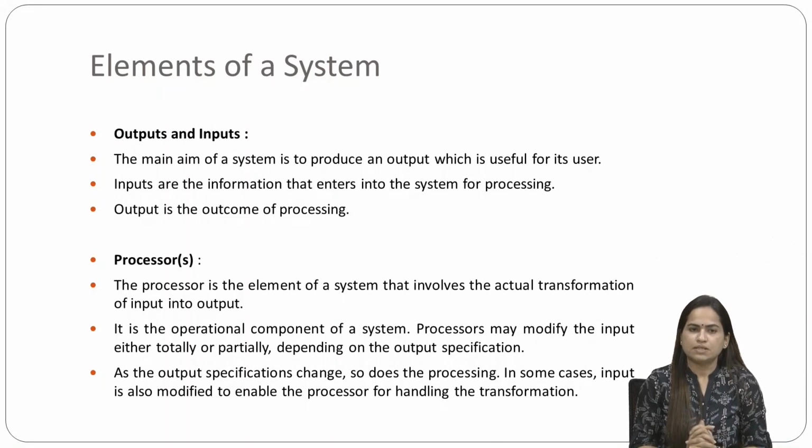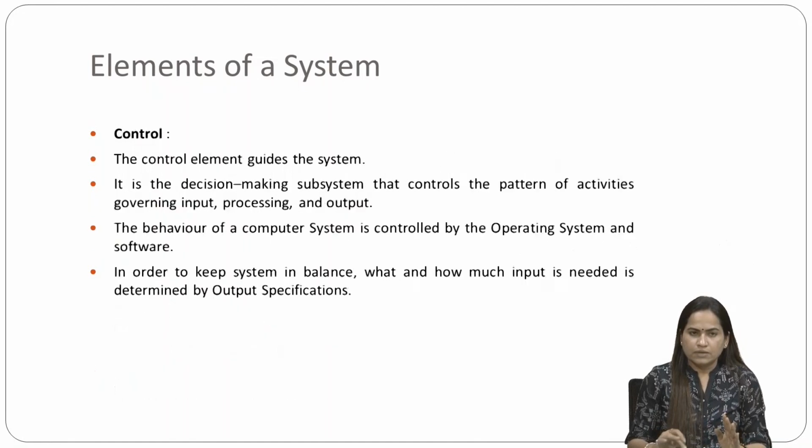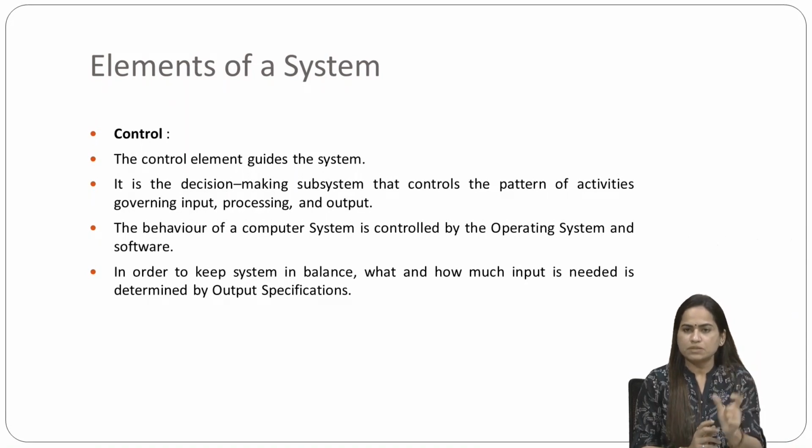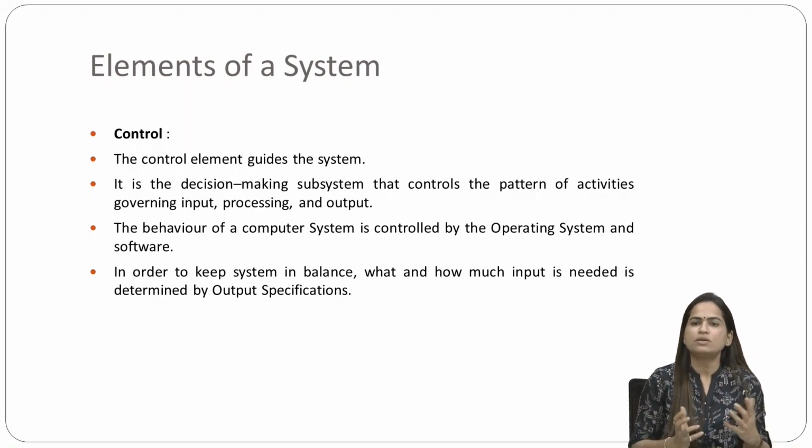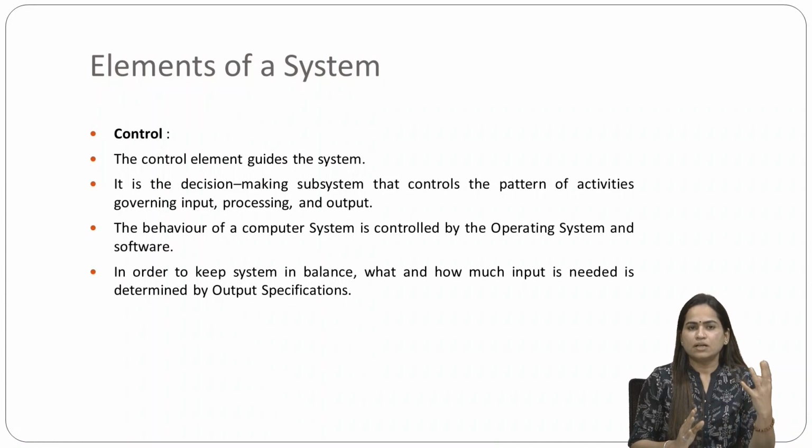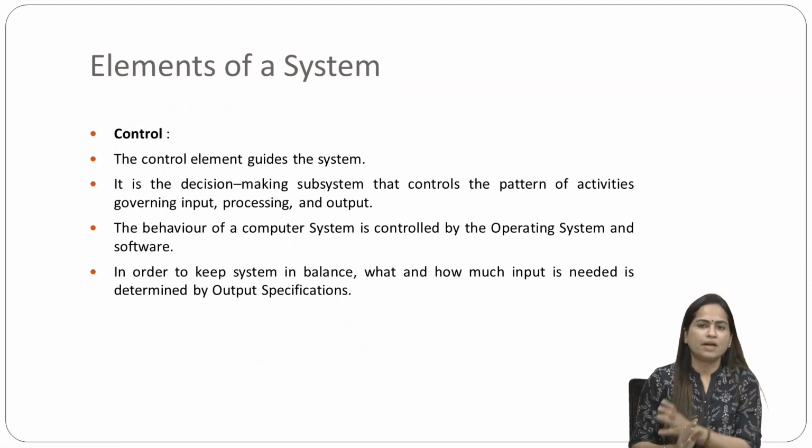In some cases, input is also modified to enable the processor to handle the transformation. Then we have another element, control. So what is the control doing? The control element guides the system. It is the decision making subsystem that controls the pattern of activities governing input, processing and output.